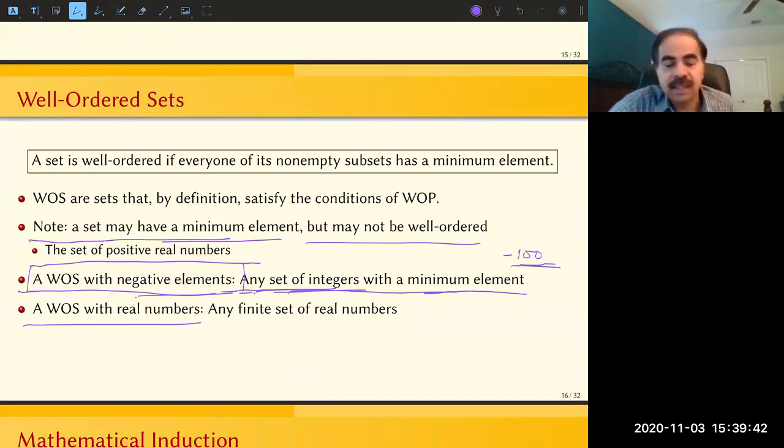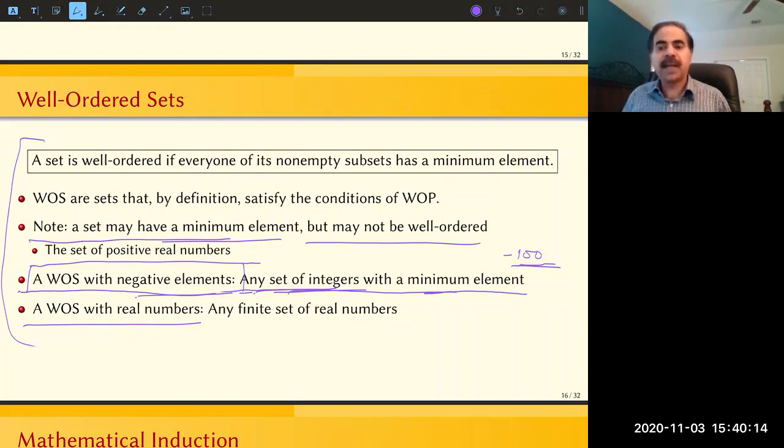Similarly, if you want a set of real numbers that's well ordered, the only thing you can do is make it a finite set. Any finite set, of course, is going to satisfy the well ordered property, because you can always go through all the elements and find the minimum. And if you take a subset, once again, you can go through all its elements and find the minimum. So this is the technical definition of well-ordered sets, but by and large, we will be applying well ordering to integers.